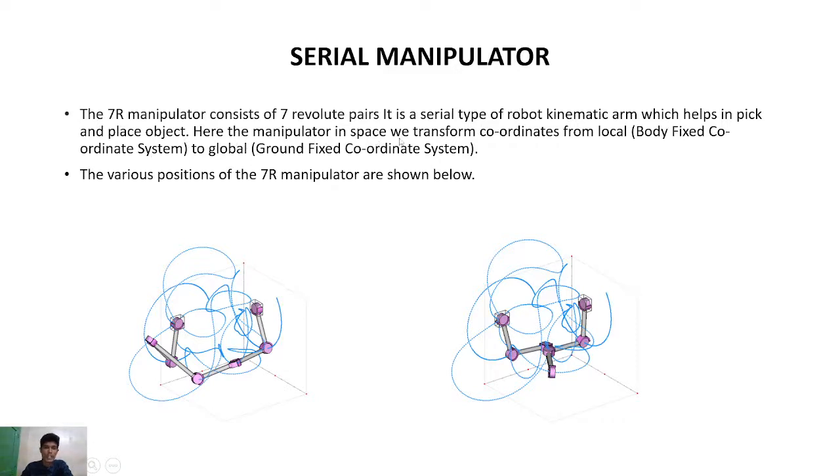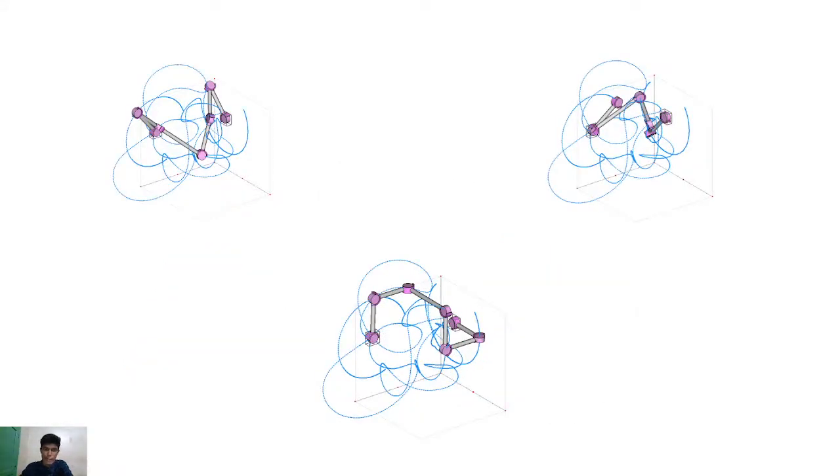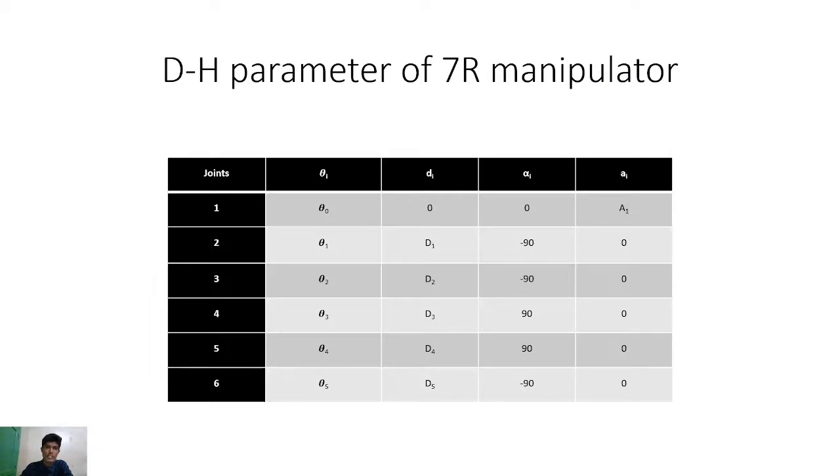Here, for the manipulator in space, we transform coordinates from the body fixed coordinate with respect to a ground fixed coordinate. The various positions of the 7R mechanism are shown below. These are the different positions of the serial manipulator. And this is the DH parameter table for our 7R manipulator.